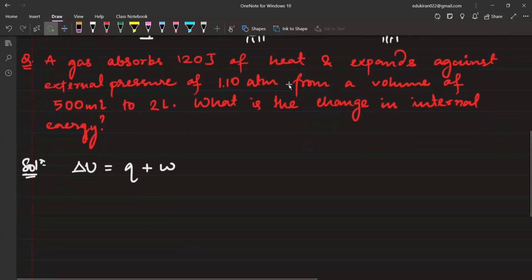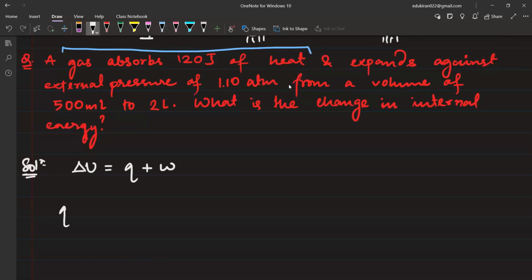Now, what are the things happening here? Please see very carefully. Don't write anything. A gas absorbs 120 joule of heat. So our system is a gas and it absorbs 120 joule of heat. Then what does it mean? Q, it is absorbed. So Q will be positive or negative? First of all, tell me that. Q will be positive. Very good. So Q is positive and it will be equal to how much? 120 joule. Correct, guys? Yes or no? Please tell me. Yes, sir. Okay, positive 120 joule. Now let us see what is work here.